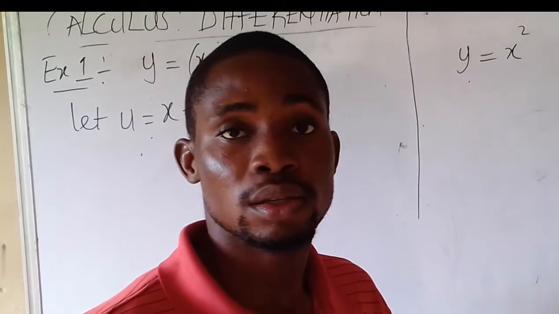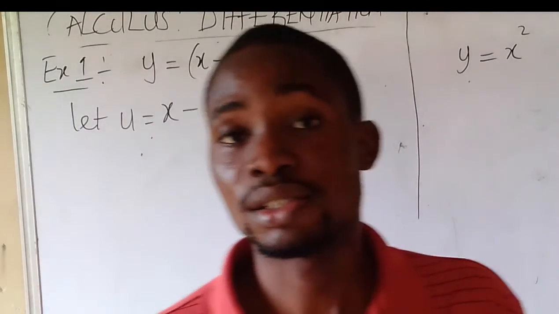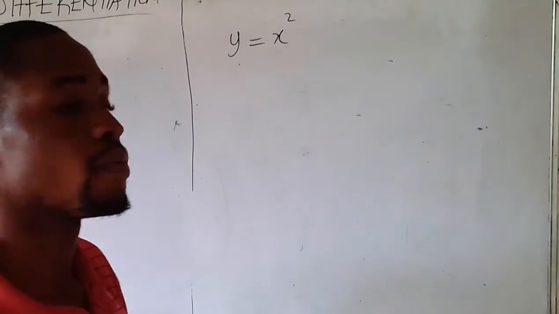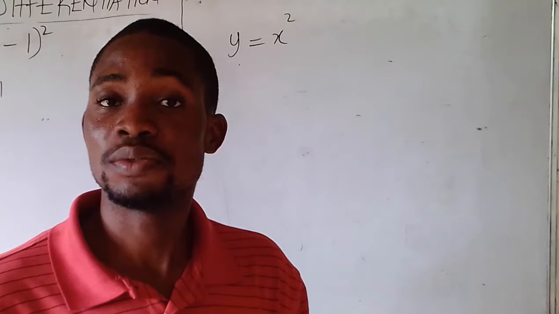But before you solve questions in function of function, you need to have basic ideas about how to differentiate normally. In our last series, we looked at a particular example, y equals x squared. Now, how can I differentiate this without using first principle?